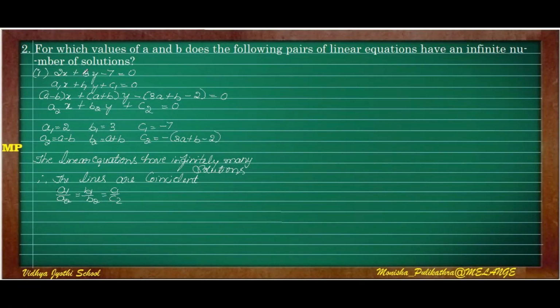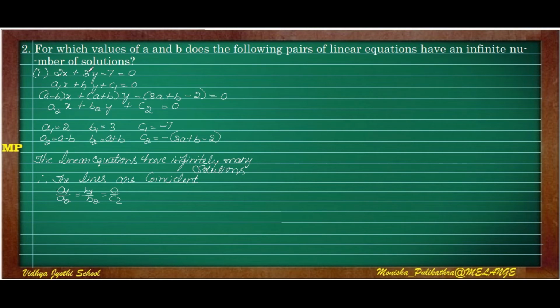Let us move on to the second question. So here the equations which I have given are already in the form of infinitely many solutions. Already they have given the two linear equations are in the form of infinitely many solutions. Infinitely many solutions in the sense the linear equations are coincident. So if it is coincident, then we have to find the values of a and b. So that is the question.